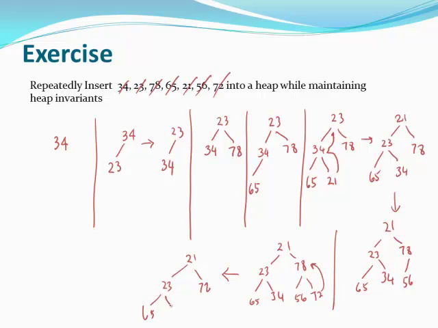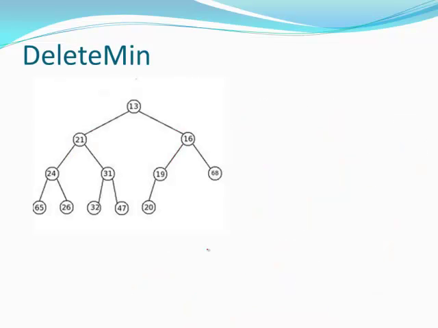65, 34, then you will have 56 and 78. So this is a heap, and that's why it satisfies both properties, the order property and the shape invariants, and that's a heap there.